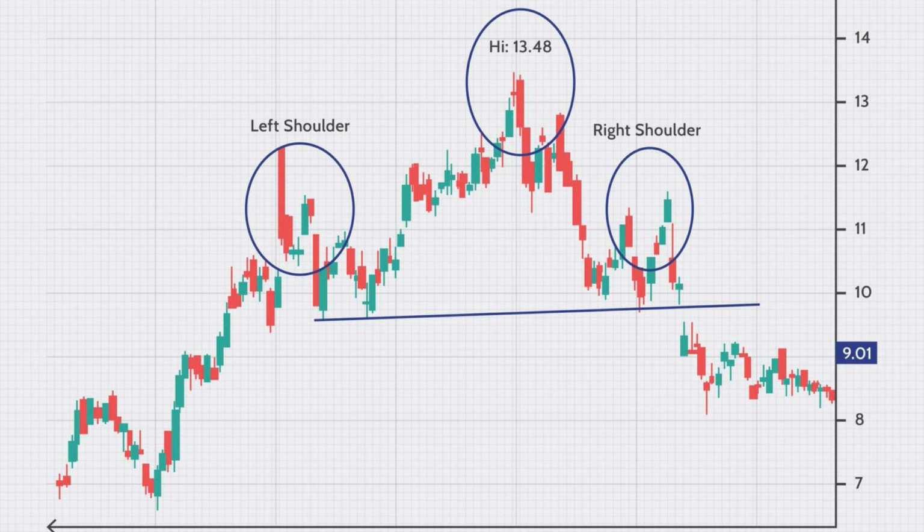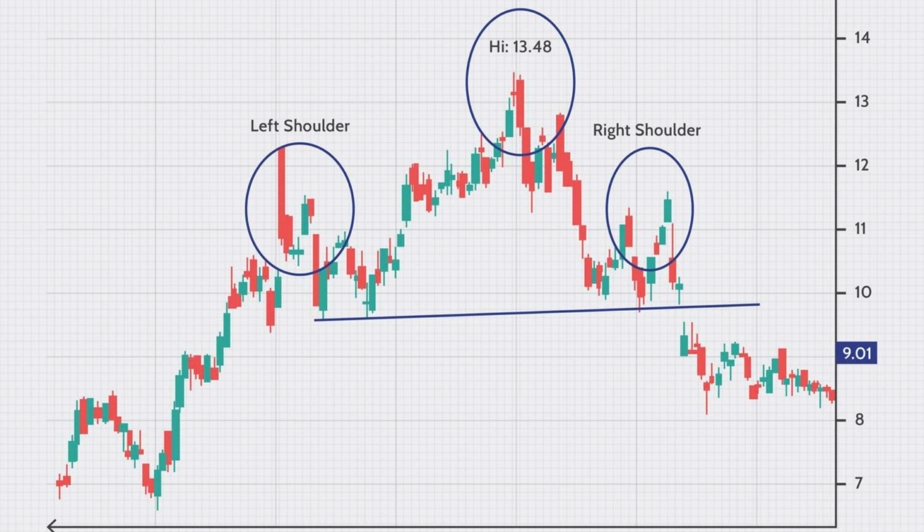Today, we have an exciting topic lined up for you in the world of technical analysis. We'll be diving deep into one of the most recognizable and widely used patterns, the head and shoulders pattern. The head and shoulders pattern is a powerful chart pattern that can help us identify potential trend reversals in the market. It consists of three peaks, with the middle peak being the highest, the head, flanked by two smaller peaks on either side, the shoulders.